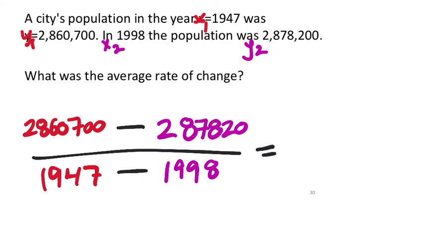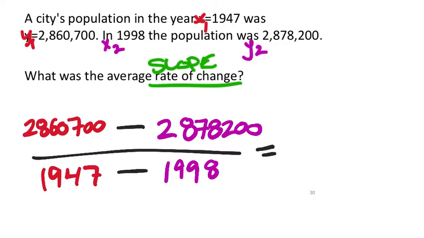And remember, the numerator is people, the denominator is the year, so it'll be people per year, or population per year. I guess rate of change would be people per year. And once again, the rate of change is the slope, which is why we are using the slope formula. So N over D button, 2,860,700 minus 2,878,200. I forgot a zero there, didn't I? All over, I typed that? Yeah, that looks good. 1947 minus 1998. Enter. Oh, it's an ugly number.